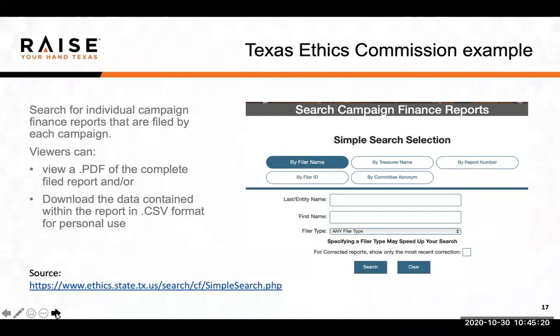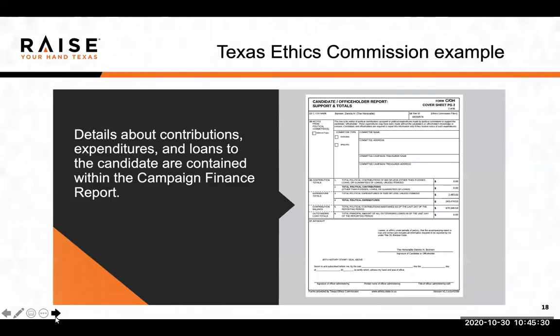You can search by filer name or treasurer name, but in this case we're searching by filer name. Once you have found the individual candidate you're looking for, you click on the PDF option, because you're presented with two. One is PDF, and one is CSV for downloading the data so that you can manipulate it. I've selected PDF because I want to show you what the report looks like.